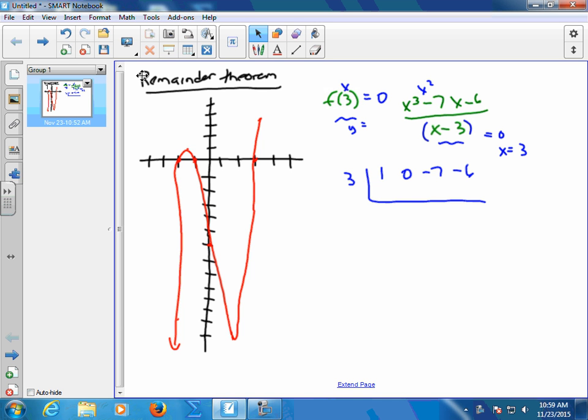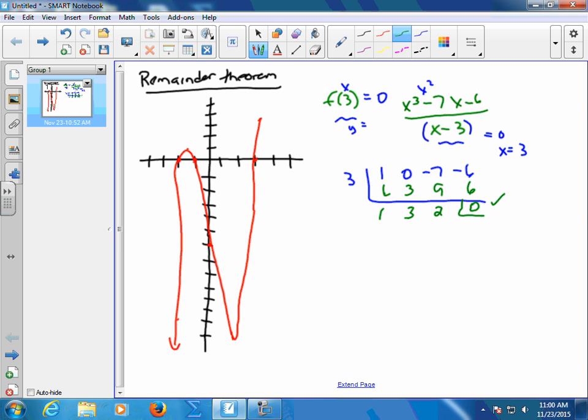So now, we bring down the first one, we multiply left to the right. 3 times 1 is 3. We add down. 3 times 3 is 9. We add down. 3 times 2 is 6. We add down. And if it is a root, a factor that is a root that crosses through our x-axis, it is a true factor. We have a remainder of 0. And we can see the 0 is also your y value, right?